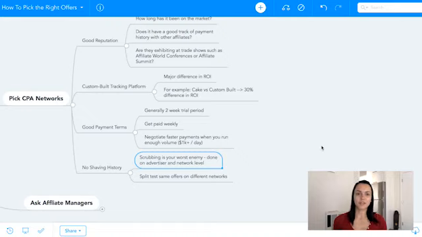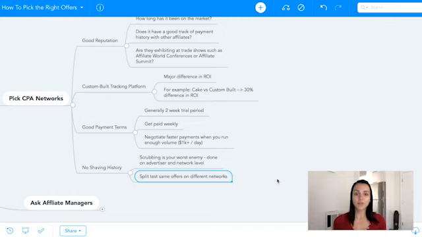So scrubbing or shaving basically means that, let's say you generate 100 leads, and in reality, on the network, you see 20% less, so only 80. And the network will never tell you that they took 20 of your leads. You will only find it out if you take the very same offer that you're running and you split test it against multiple affiliate networks.